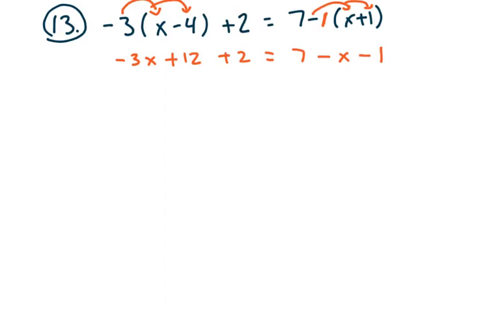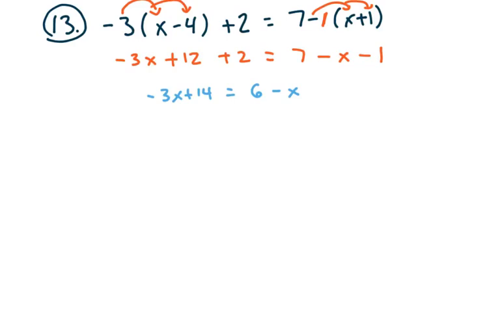Again, I want to combine like terms. When I try to combine like terms, before I start moving things to other sides, I want to see if I can consolidate or put together like terms on the side. So let's look at the left-hand side. We got 12 and 2. Both of those are numbers, so we can put those together. So I have negative 3x plus 14. And on the other side, we have 7 minus 1, which is 6. So even though the negative x is between the 7 and the negative 1, that doesn't deter us from putting 7 and negative 1 together.